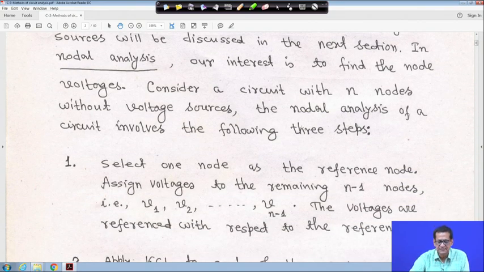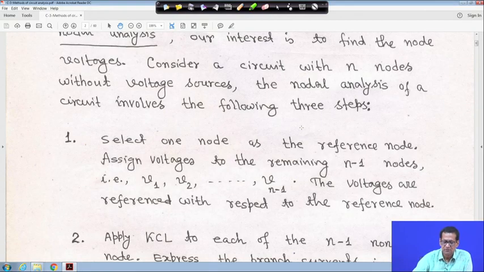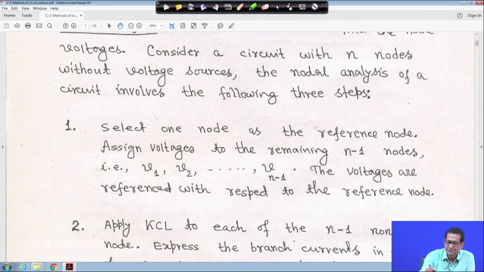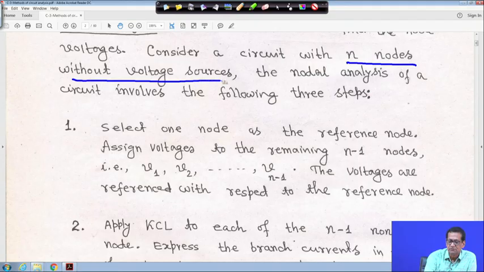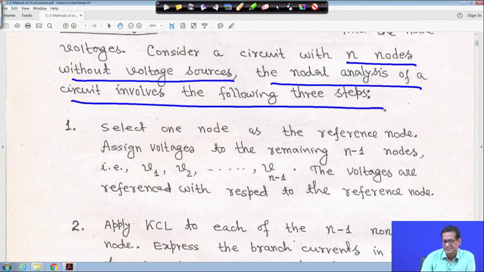Now consider a circuit with n nodes without voltage sources. Nodal voltage analysis of a circuit involves the following 3 steps. First, select one node as the reference node, that is called the datum node. The potential of the reference node we will take as 0 unless it is specified. So you take one node as a reference node.